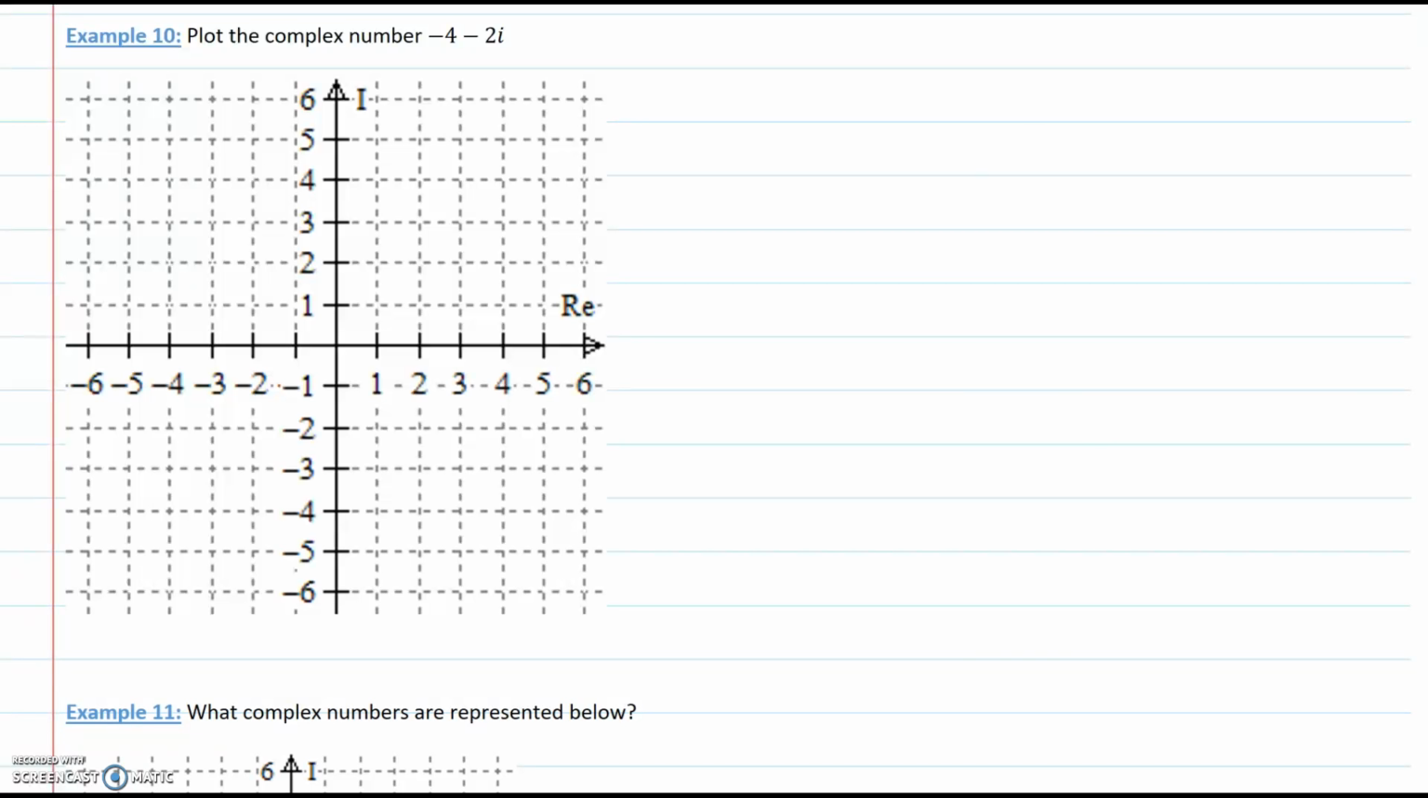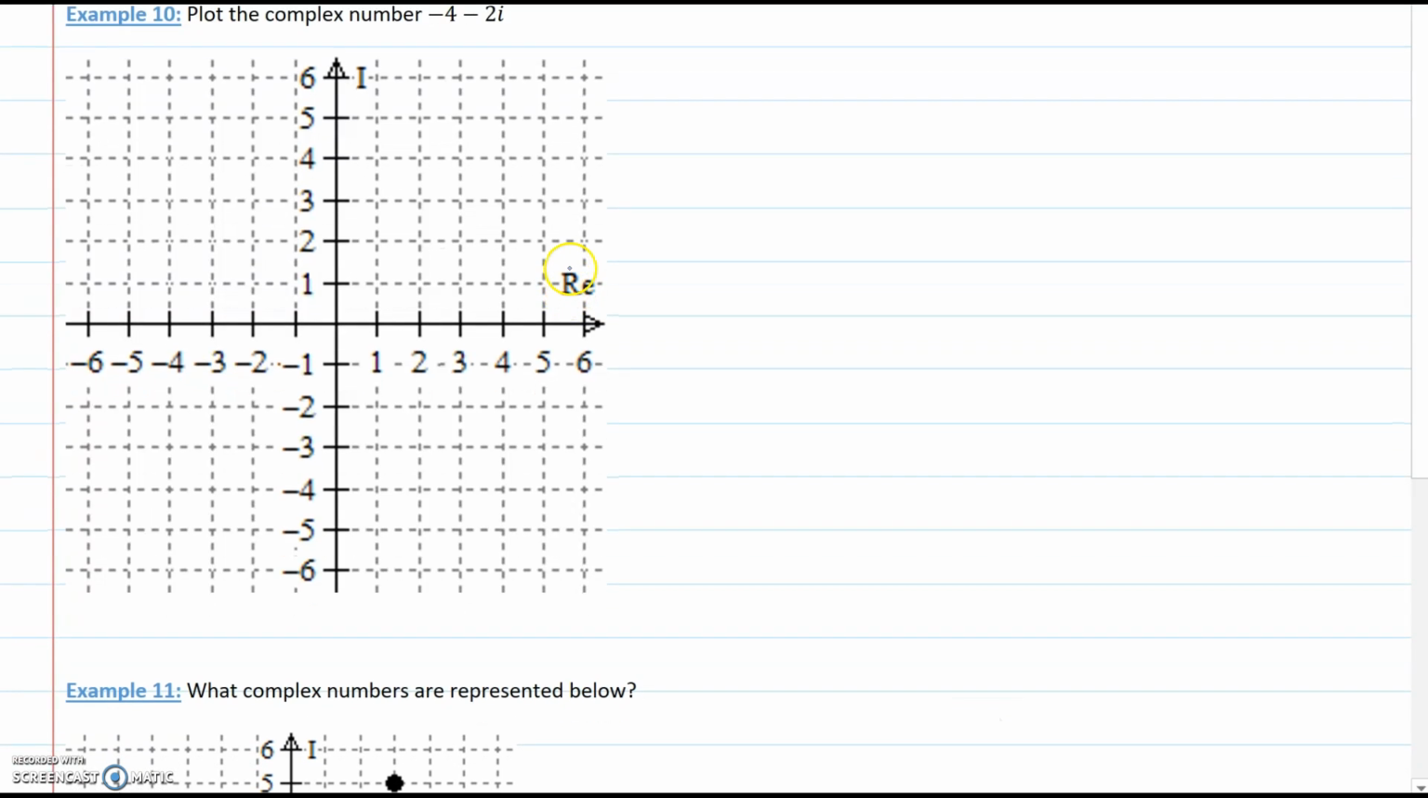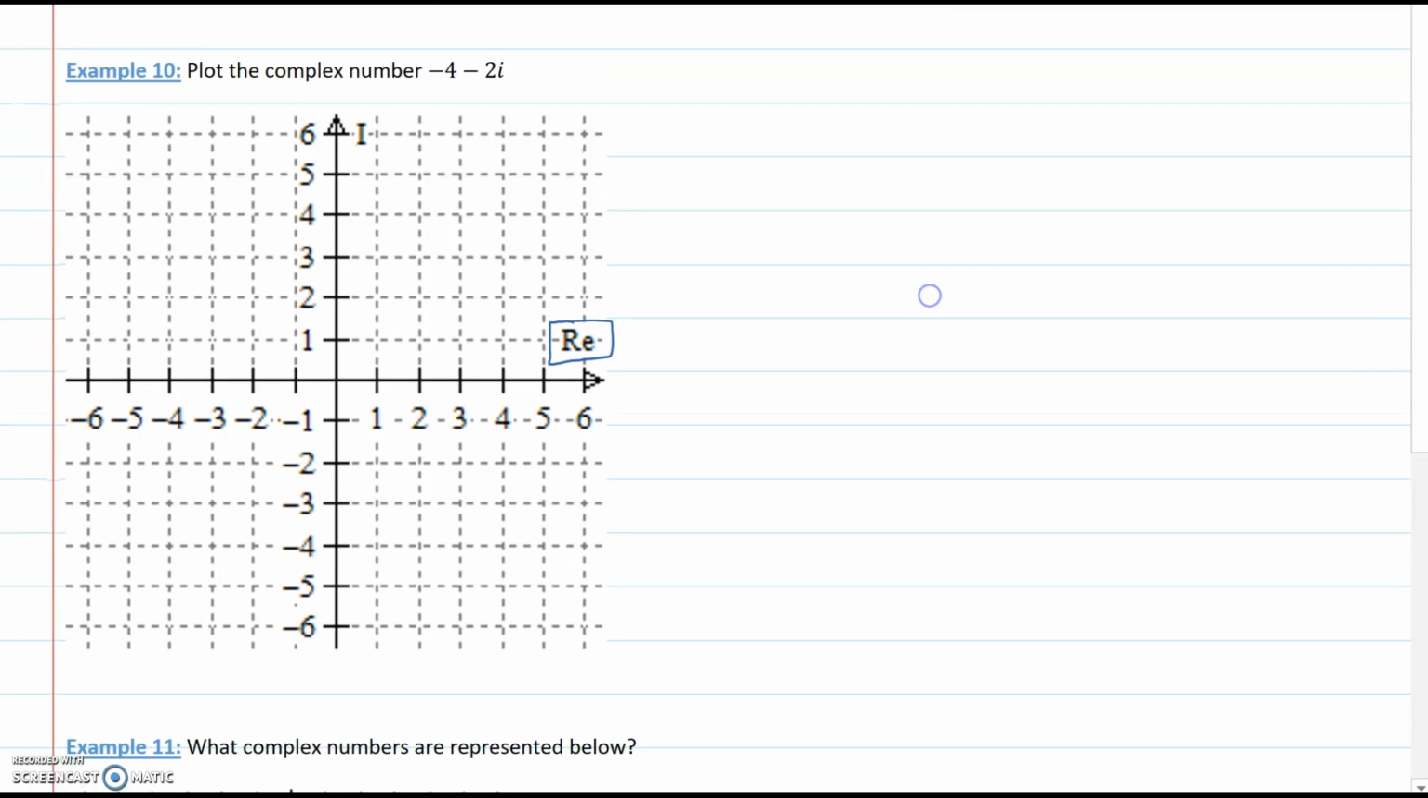So here we have the complex plane, and on the complex plane, what we're used to seeing as the x-axis is now replaced by the real axis, okay, the real axis, and the vertical axis, normally the y-axis, in the complex plane becomes the imaginary axis. Okay, so you've got the real axis and the imaginary axis.